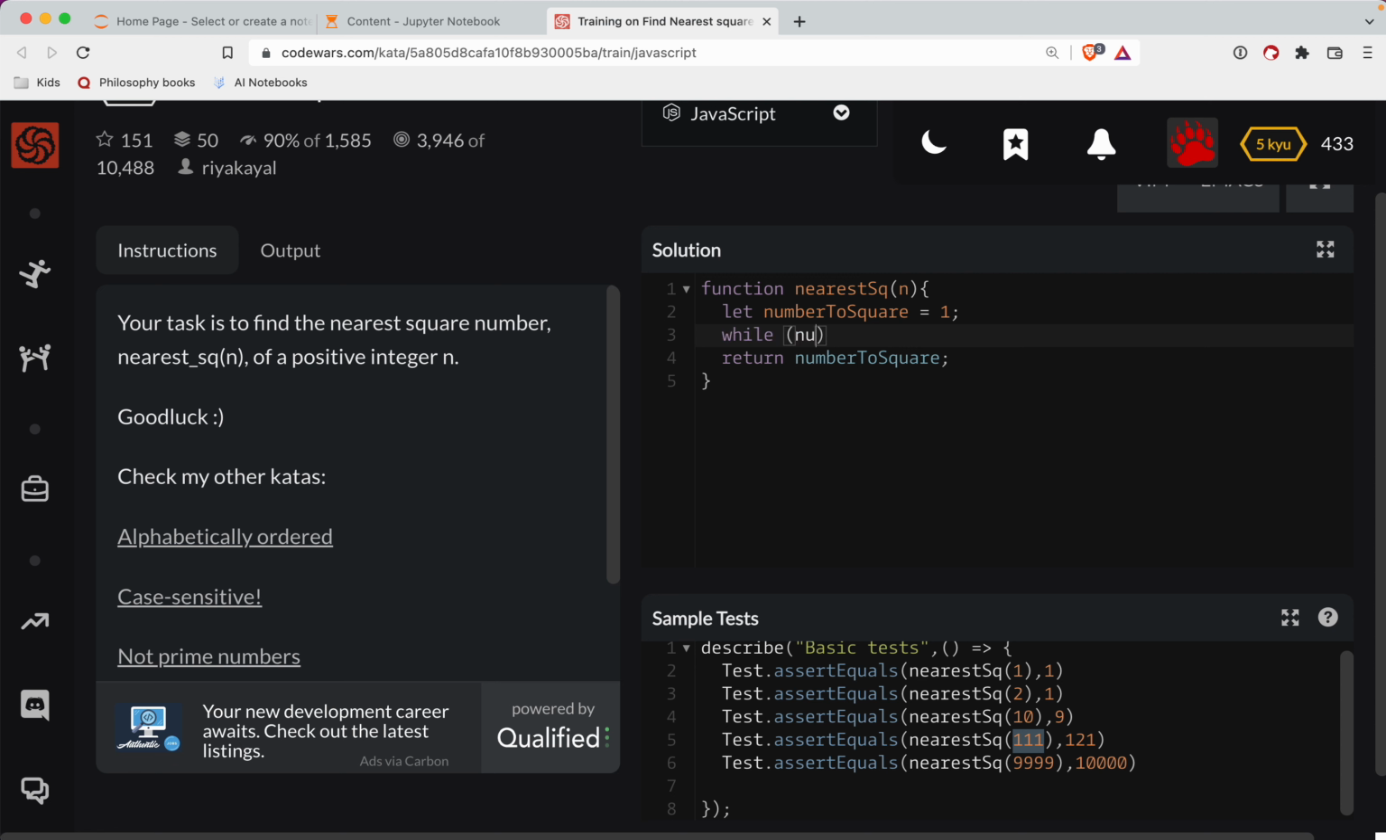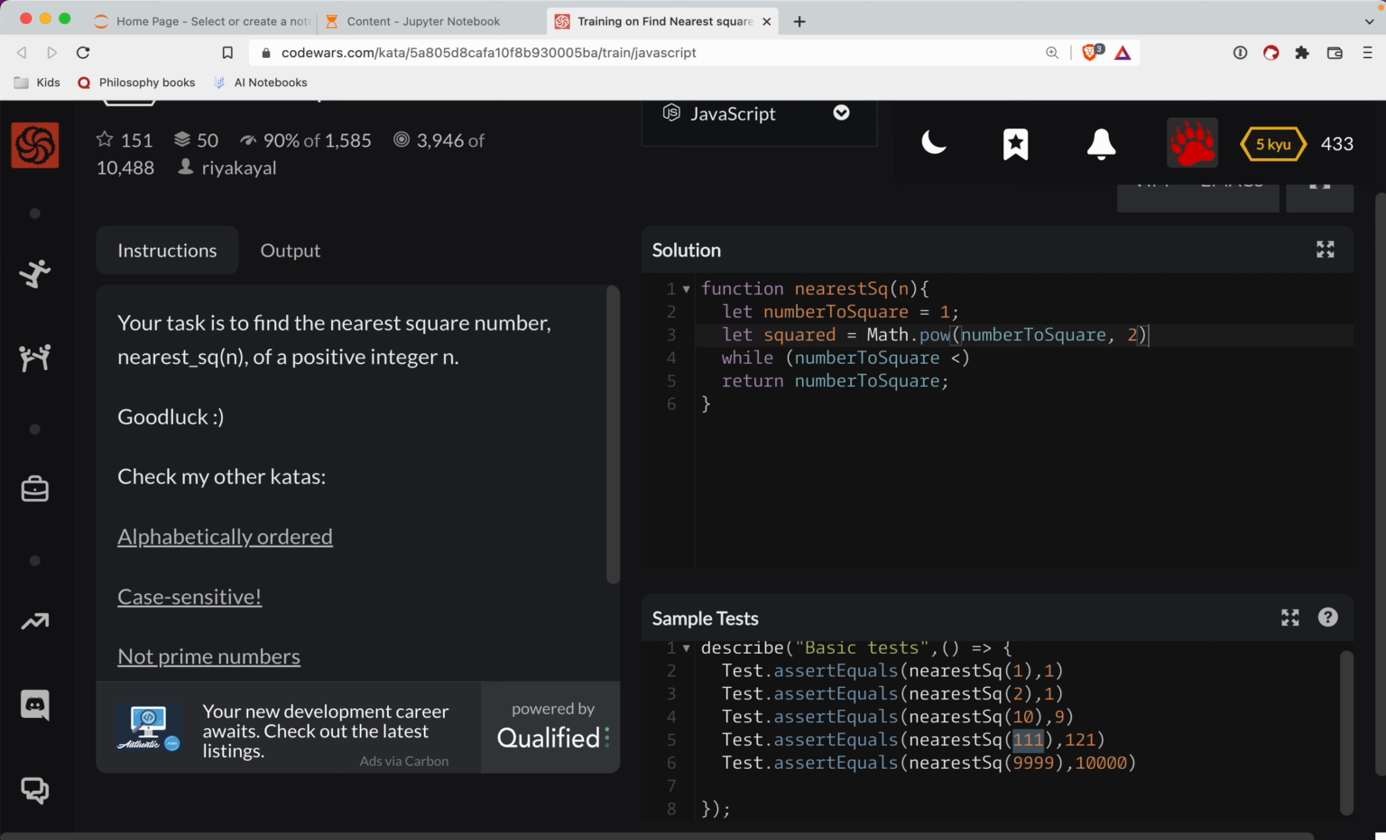Okay, so what we'll do is we're going to have a while loop, and we'll say while numberToSquare is less than, well, we actually have to square it. Let's do squared equal to the numberToSquare, and then we need to square it. We could do Math.pow, 2 here. So this is a shorter way to write it, numberToSquare taken to the second power. That's the same as squaring it.